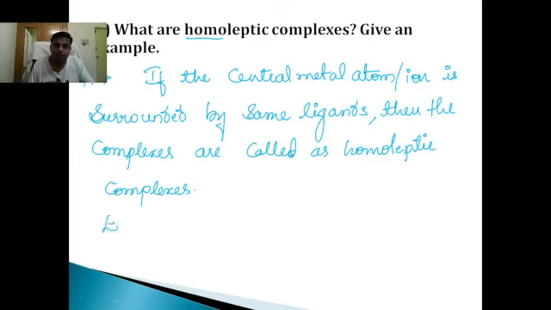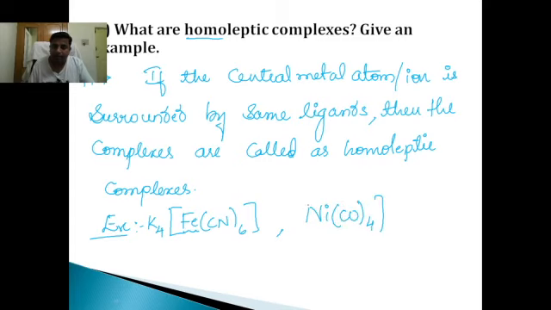Very simple examples. Look here. For example, K4[Fe(CN)6], potassium ferrocyanide. Here, iron is surrounded by 6 same ligands. Nickel tetracarbonyl: nickel is surrounded by 4 same ligands. So all these are examples of homoleptic complexes. If the central metal atom or ion is surrounded by same ligands, then the complexes are called homoleptic complexes.